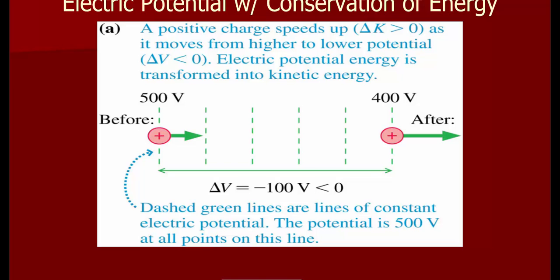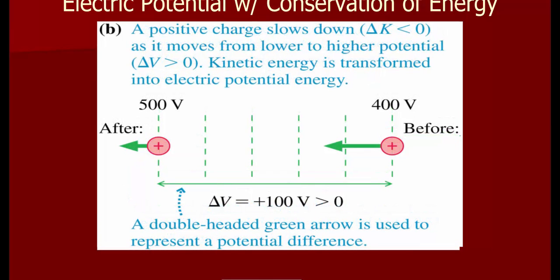Which makes sense if you think about a ball rolling downhill. If this is 500 feet, and the ball falls down to 400 feet, it's going to be going faster, right? And likewise, you would have the opposite if you did the opposite. Throw a ball up, it'll slow down. You're okay with that?